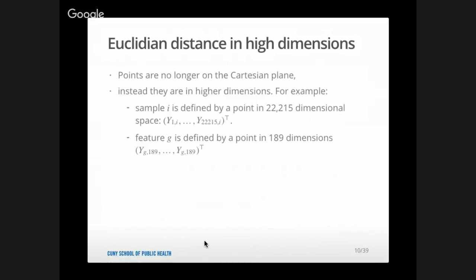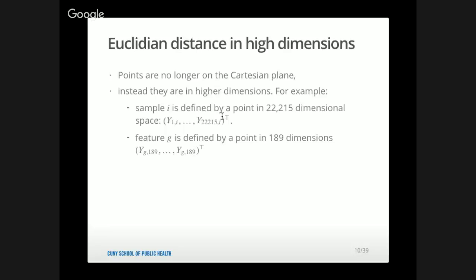So although our points are not in that nice Cartesian XY plane that we saw before, the idea will be the same. We have samples I, so one sample is defined by, instead of an XY, 22,215 points. So we have measurements 1, 2, 3, 4, all the way up to 22 some thousand. And then a feature G is defined by a point in 189 dimensions. Make sense so far?